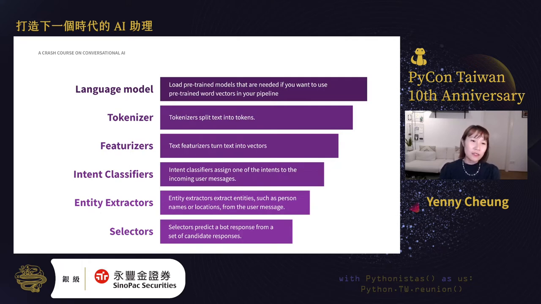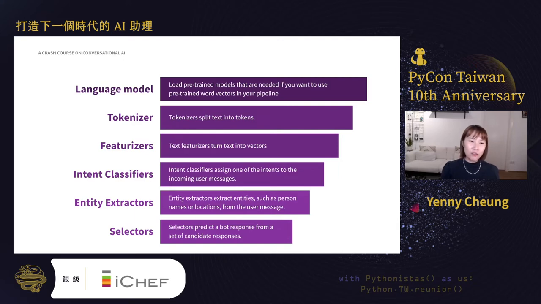And then you have intent classifiers. So we talked about intents briefly. It assigns one of the intents to the user's incoming messages. And then you will have the entity extractor, which pulls out the entity, for example, person names like, hello, I'm Yenny. You pull Yenny as the name. Or some location, I'm from Hong Kong. You pull Hong Kong out as a location from the user message.